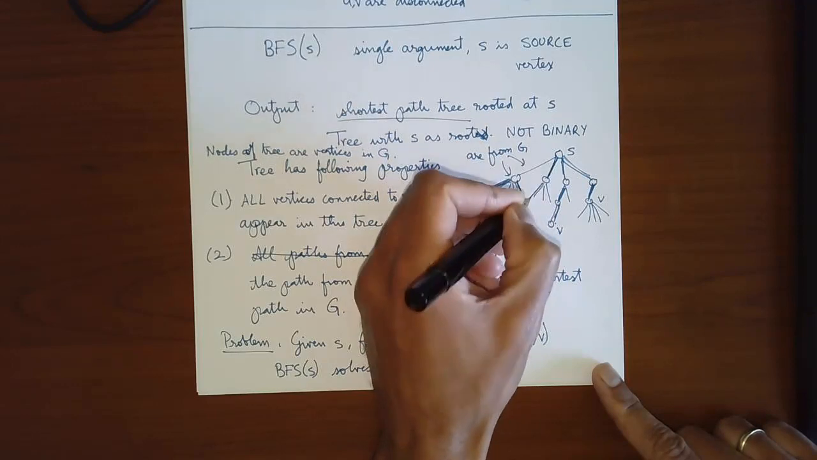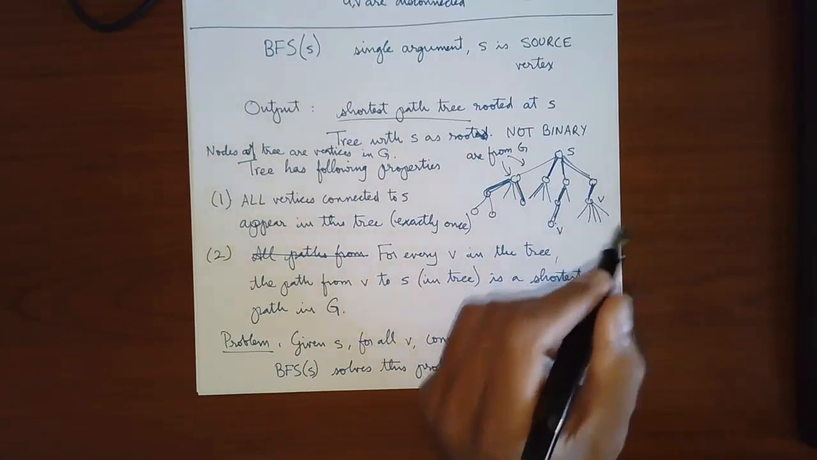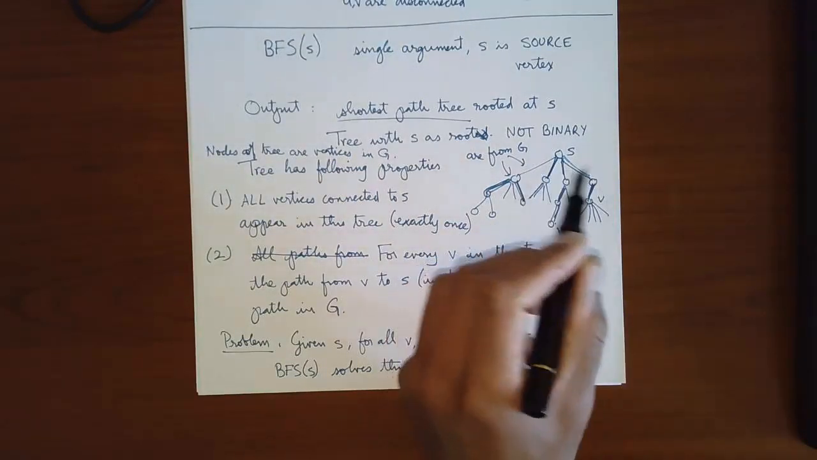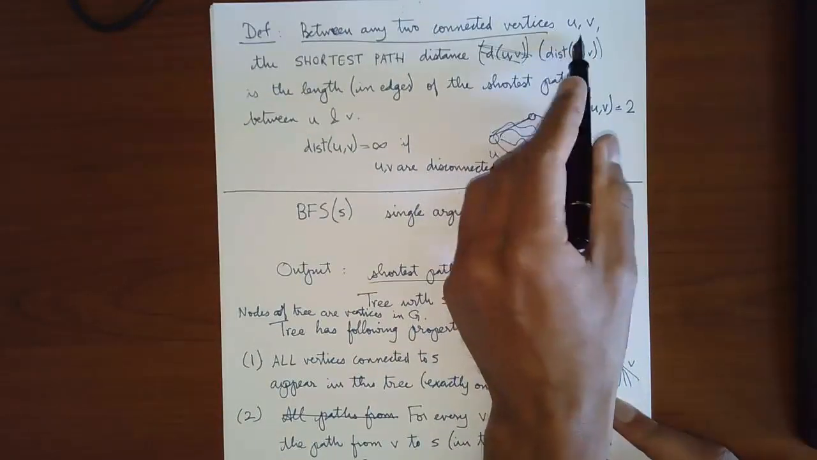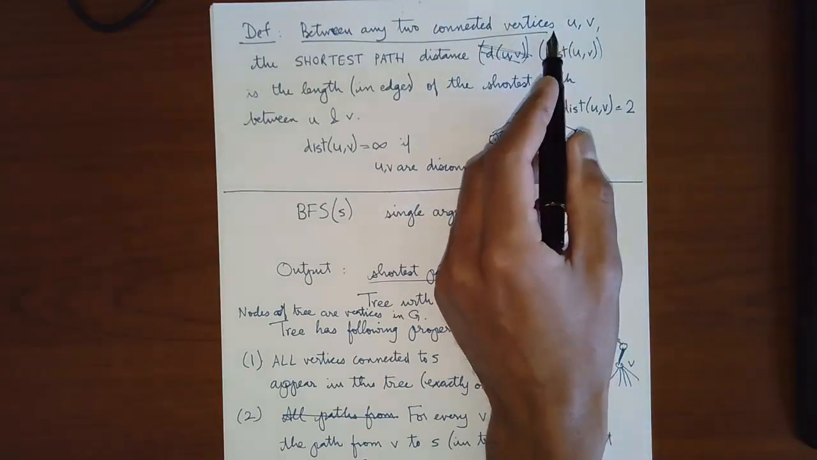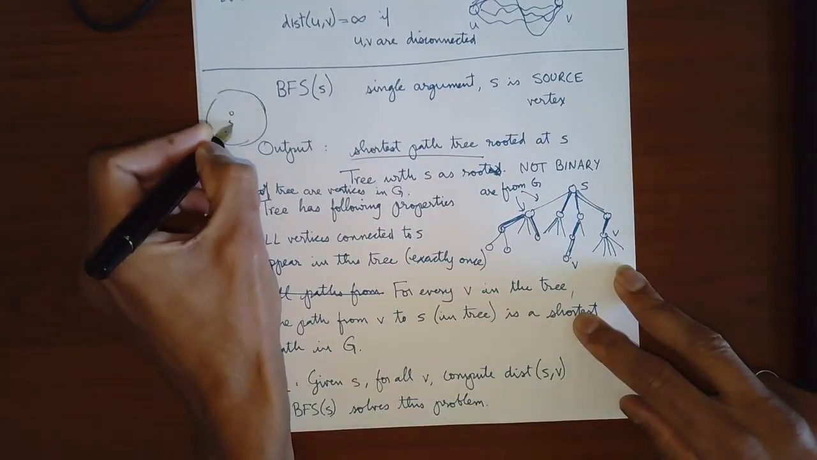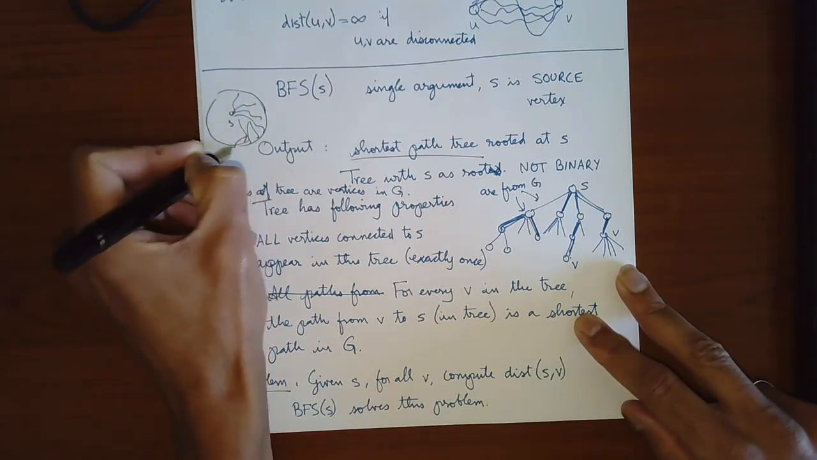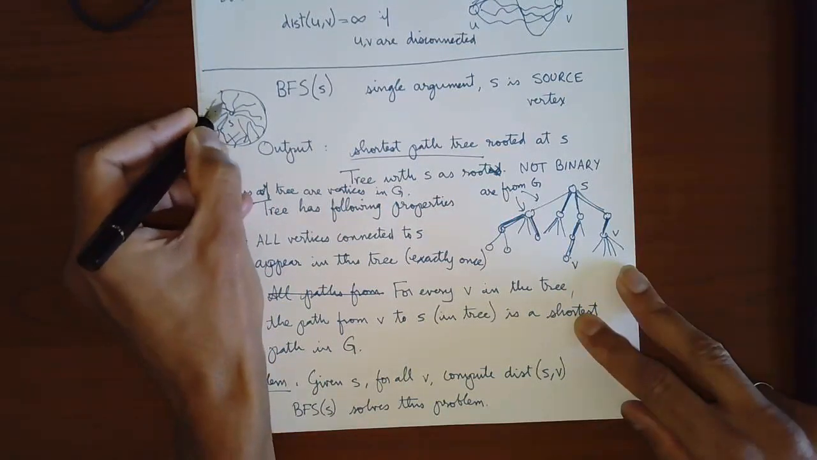So, wouldn't there be just one shortest path? No. There are shortest paths from S to all other vertices of the graph. Remember, the shortest path is in between two vertices, so it's between S and V for all V. Think of it as you have this graph, with one source vertex, and you want the shortest path from here to every other vertex. BFS of S is going to give you that information. Does that make sense?